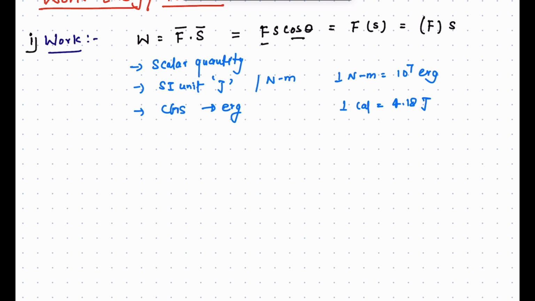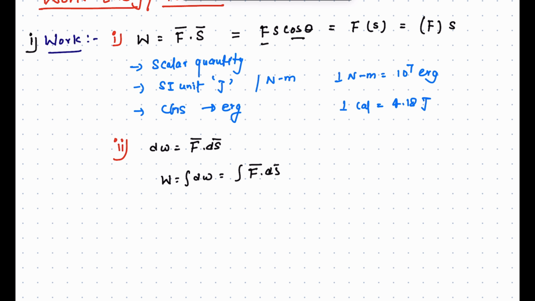Now this is the work done for a constant force. What if the force is not constant? Then the work done because of the variable force: first we find the work done for an elemental displacement. So dW will be equal to F vector dot ds vector, and then the total work done is the integration of dW, so that becomes the integration of F vector dot ds vector. By integrating we can calculate the net work done by the complete force.